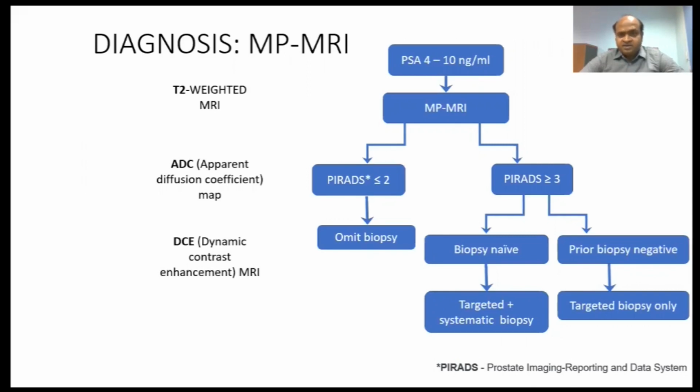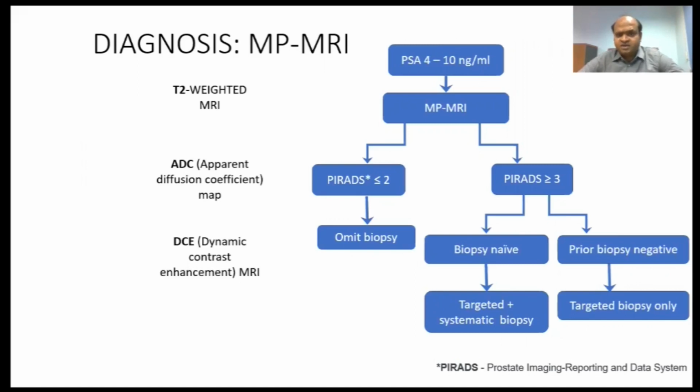When the PSA is between 4 to 10 and the patient has a normal rectal examination, this zone of PSA is known as the gray zone. There may be prostate cancer, there may not be. The incidence of prostate cancer in this gray zone varies between 20 to 30% in the Indian scenario.